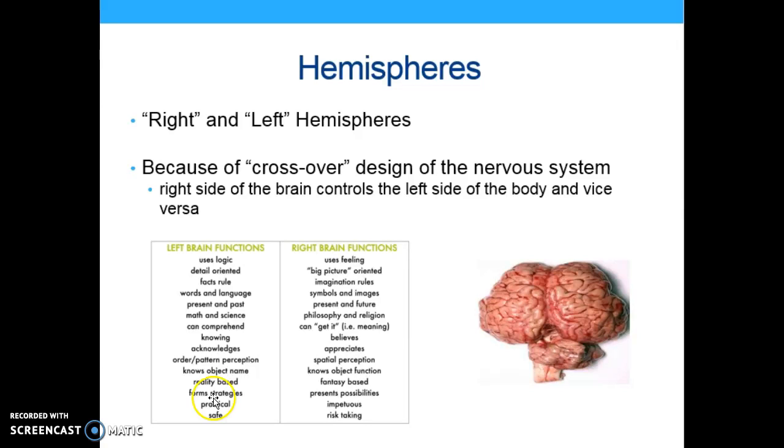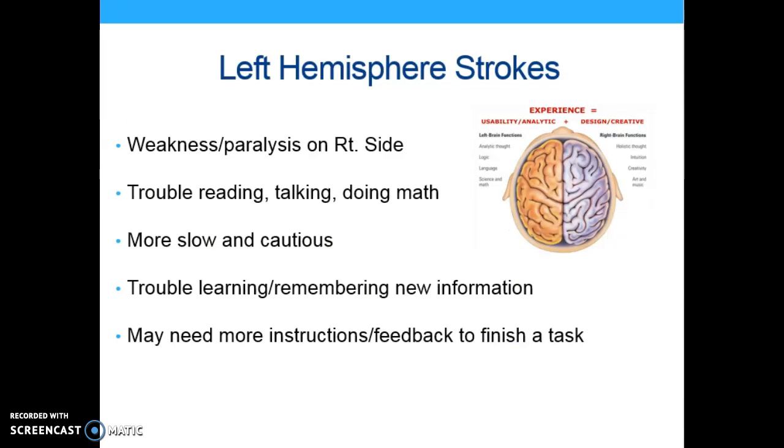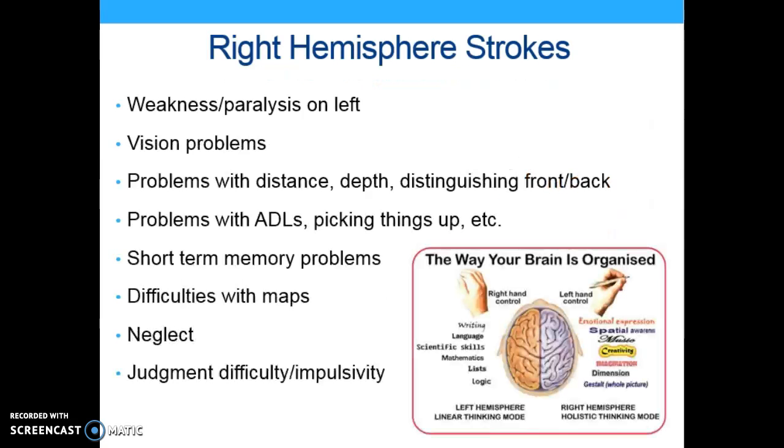And then you can just see here in this chart, left brain functions versus right brain functions. And again, if their right brain is injured, then they will have impairments in these functions and vice versa to the left. So left hemisphere strokes cause weakness and paralysis on the right side, trouble reading, talking, doing math. They are more slow and cautious. They have trouble learning and remembering new information, and they may need more instructions and feedback.